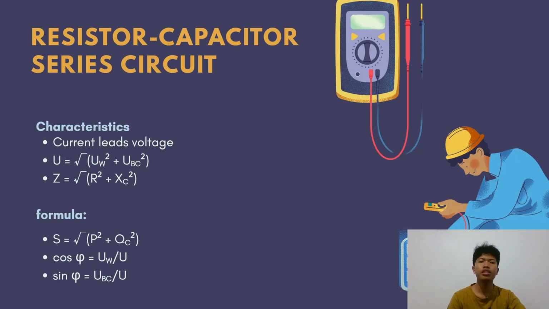Resistor-capacitor series circuit. The characteristic of the resistor-capacitor circuit is the current leads voltage U. U equals root of UR squared plus UC squared, and Z equals the root of R squared plus XC squared.